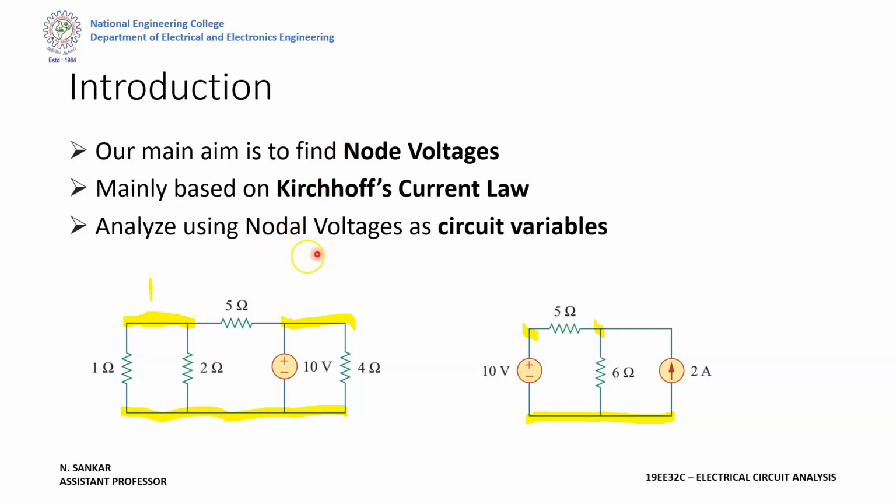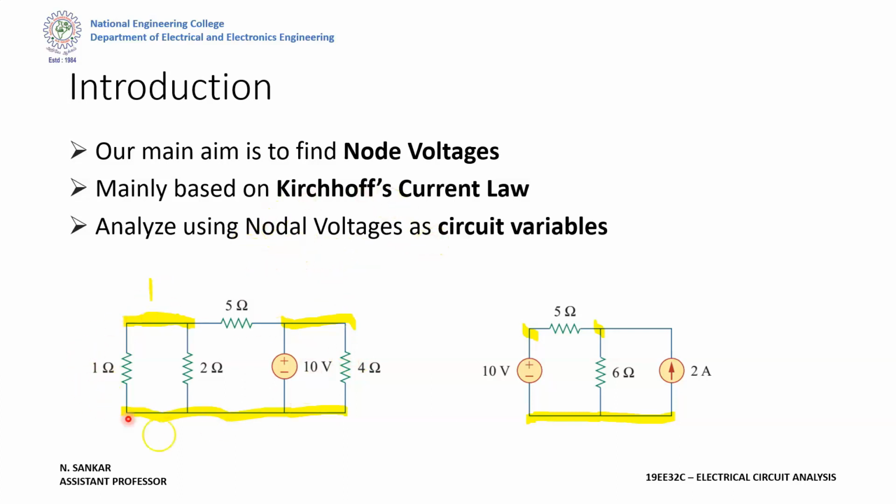Here we consider the nodal voltages as circuit variables. In order to solve any complex circuit, we are just going to use the nodal voltages as unknowns, and with the help of nodal voltages, we will find all other data required for the given circuit. Instead of considering all the data like current through 1 ohm or voltage across 1 ohm, current through 5 ohm, current through 4 ohm, instead of taking each and every element of the circuit, we are considering only node voltages alone.